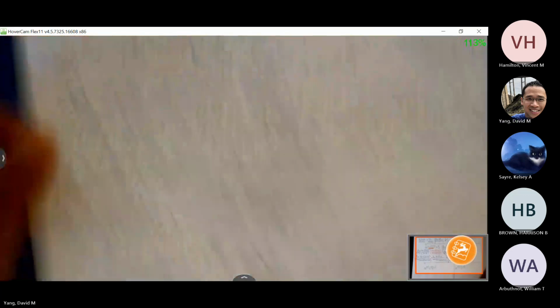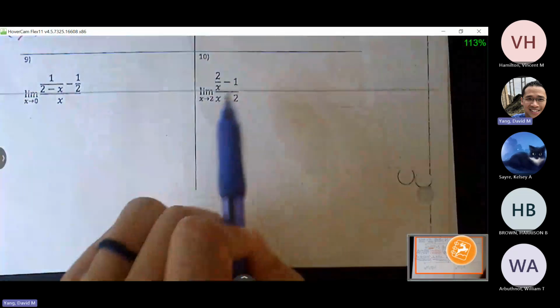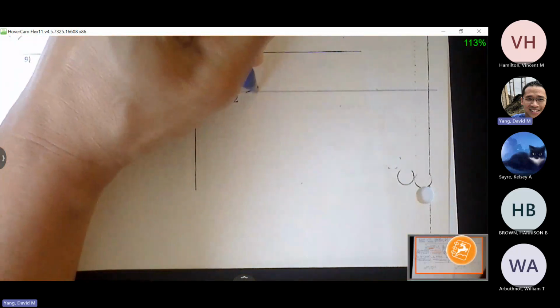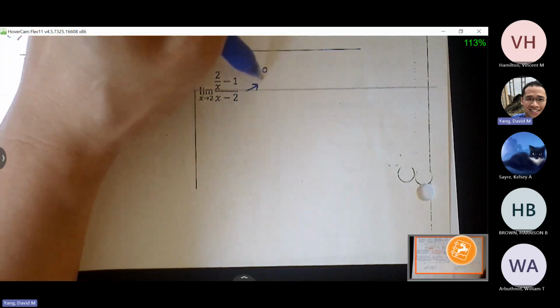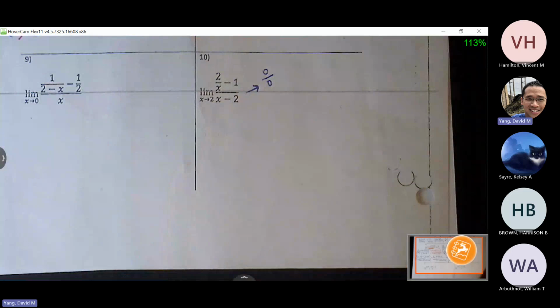Alright, number 10. Limit as x approaches 2. Again, there's a complex fraction here, but let's see what's happening at 2. So insert 2, and for x, we get 2 over 2 is 1, 1 minus 1 is 0, 2 minus 2 is 0. So really complex fractions.